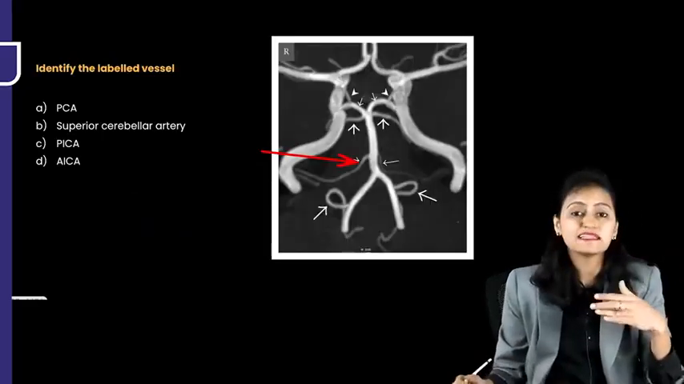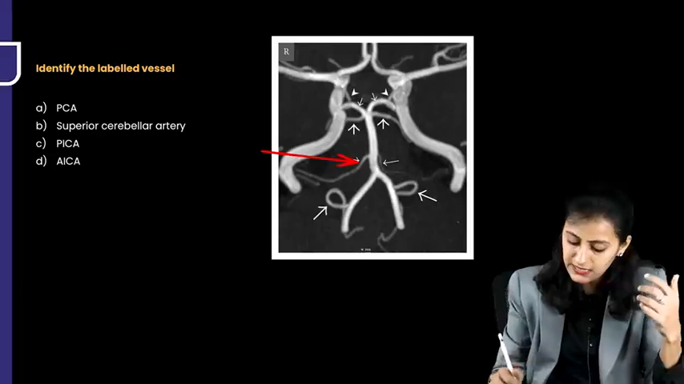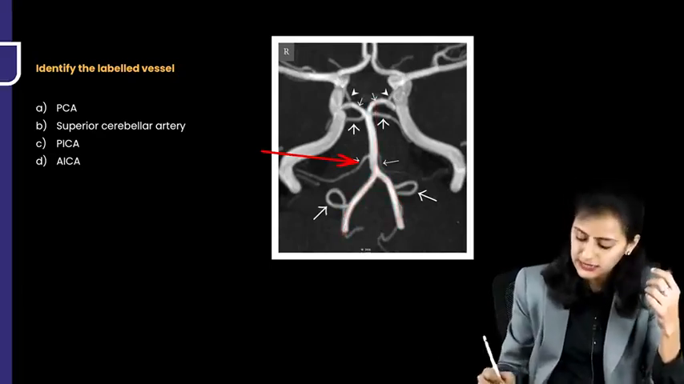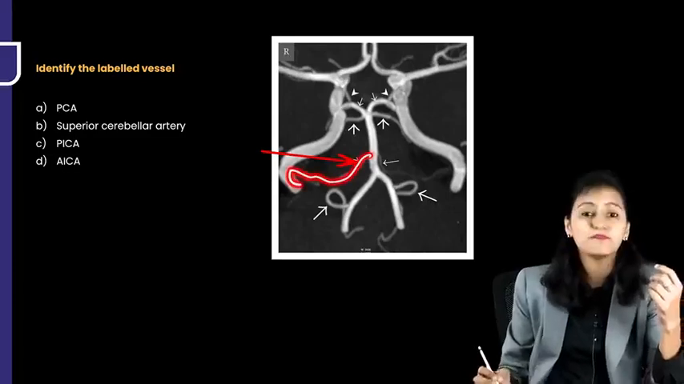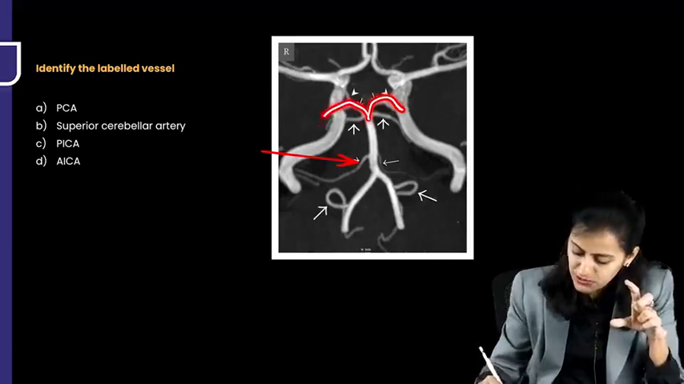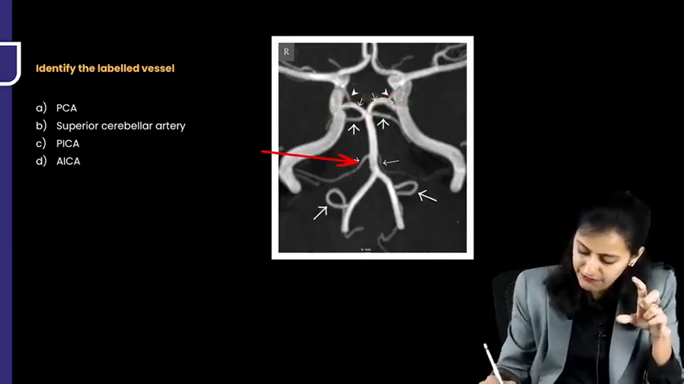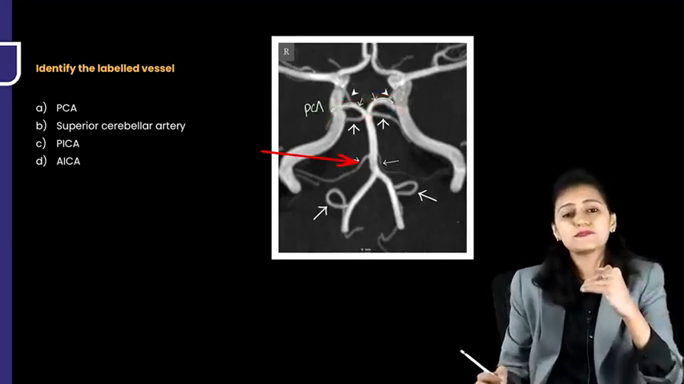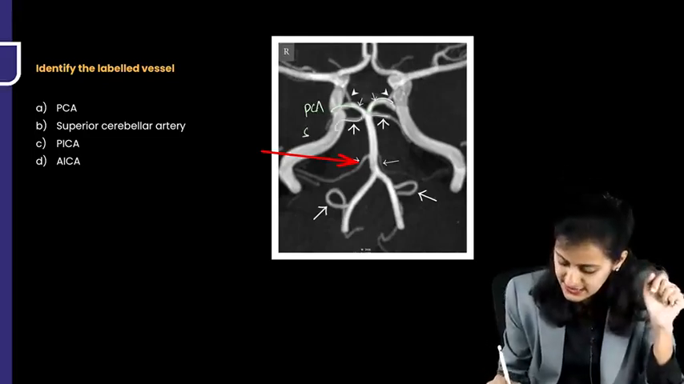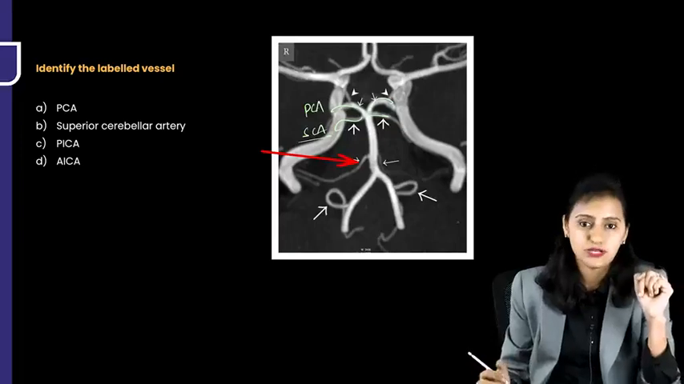Next one here, identify the labeled vessel. So one step ahead in the angio, these are the two vertebral arteries joining to form the basilar, and this is a branch coming from the basilar. Now from the basilar, the terminal is the posterior cerebral artery that we have here. Below the posterior cerebral artery, the second last is SS. This is the superior cerebellar artery.